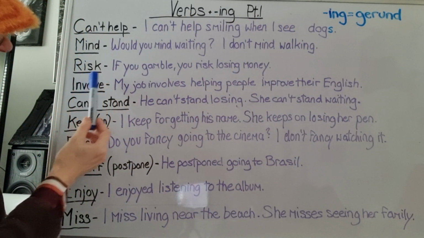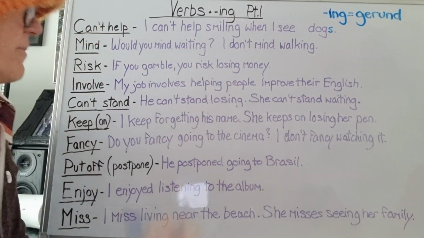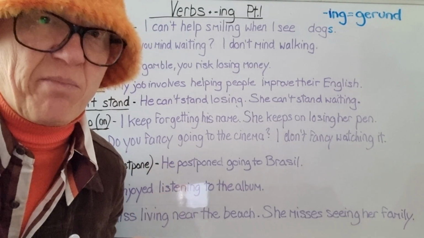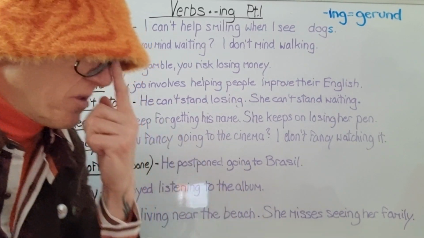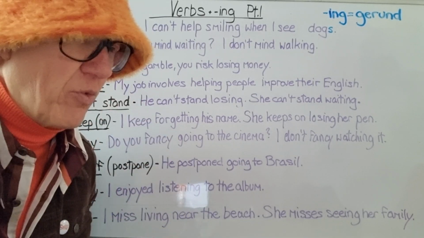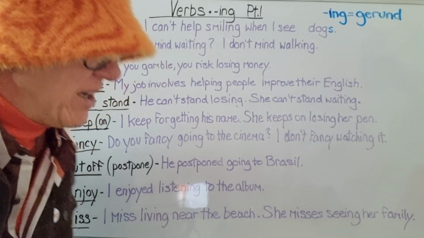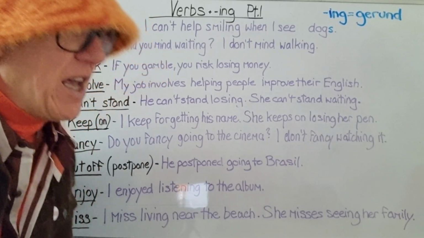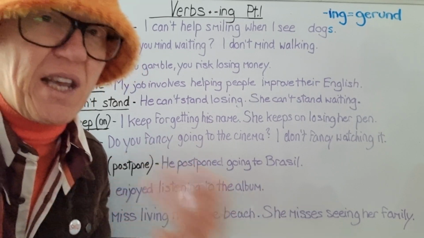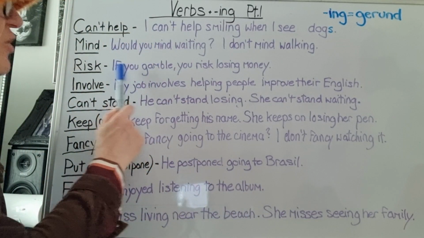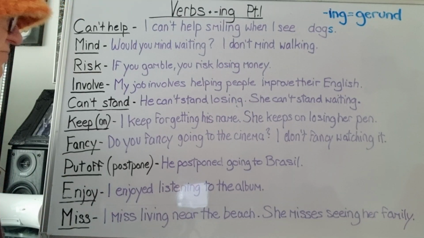Next is risk. If you gamble, you risk losing money. I chose this one because you don't risk the action, you risk the consequence, okay? If you jump like an idiot on the ice, you risk falling, okay? You don't risk jumping on the ice, but you can risk a noun, you can risk your money, you can risk your relationship. But if you gamble, you risk losing money and maybe more.